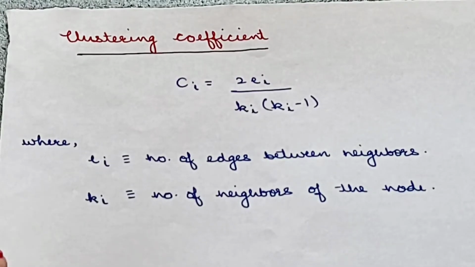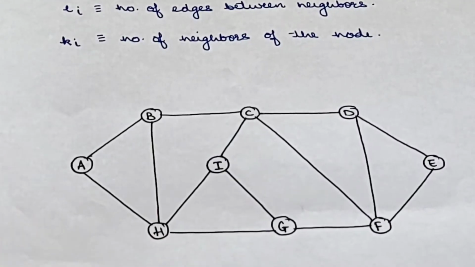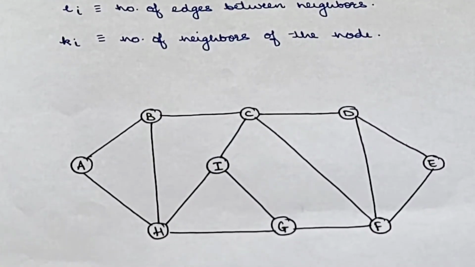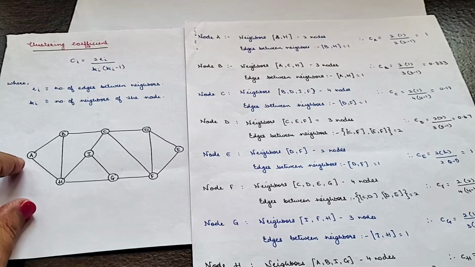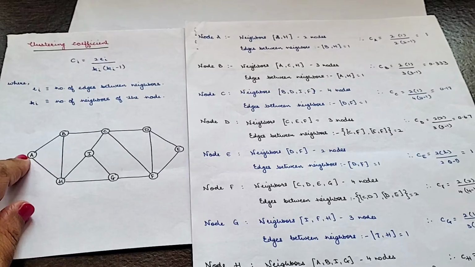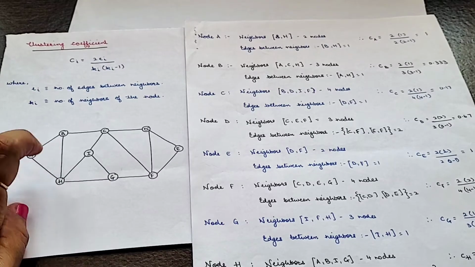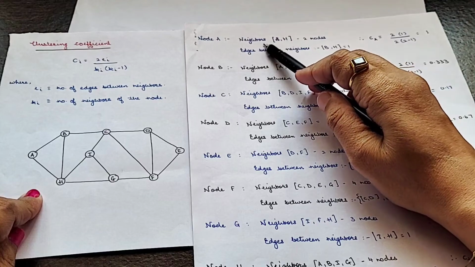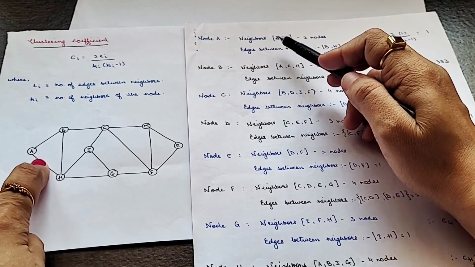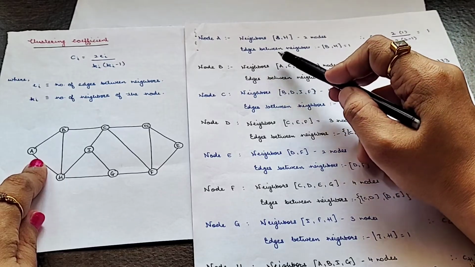Now we will consider a simple example over here. We are supposed to find out the clustering coefficient of this given graph. So this is a graph given to you, starting from node A. Firstly, write down which are the neighbors for node A. We have neighbors B and H. So we have written the neighbors of node A, B and H. You have two nodes passing from node A. Now you are supposed to find out the edges between the neighbors.